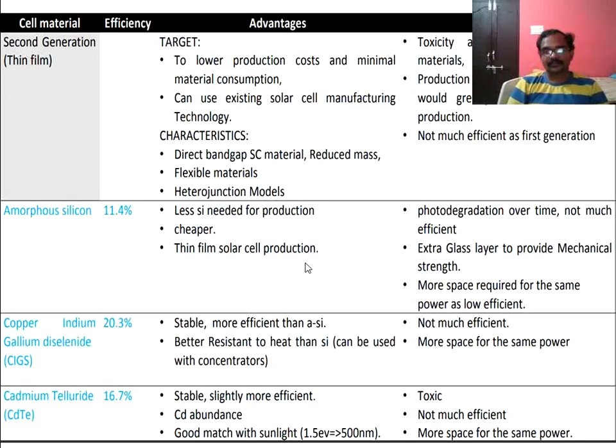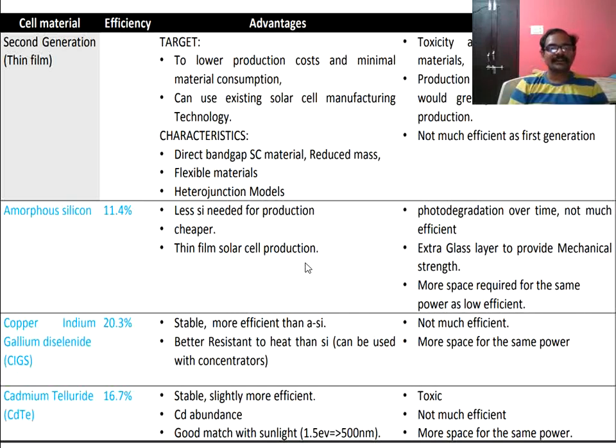What are the drawbacks of this? Photo degradation over time, not very efficient, because there is a process called photo degradation happening in the material. Thereby it is very, very less efficient. Extra glass layer to provide mechanical support, because they are very thin. We need to provide an extra glass layer on top and bottom, so it will be costly. So more space is required for the same power, as it is low efficiency. So more space is required for the same power output because it is low efficiency. As I told you, 4 panels of amorphous silicon will produce the same amount of energy as 1 panel of monocrystalline solar cell will produce.